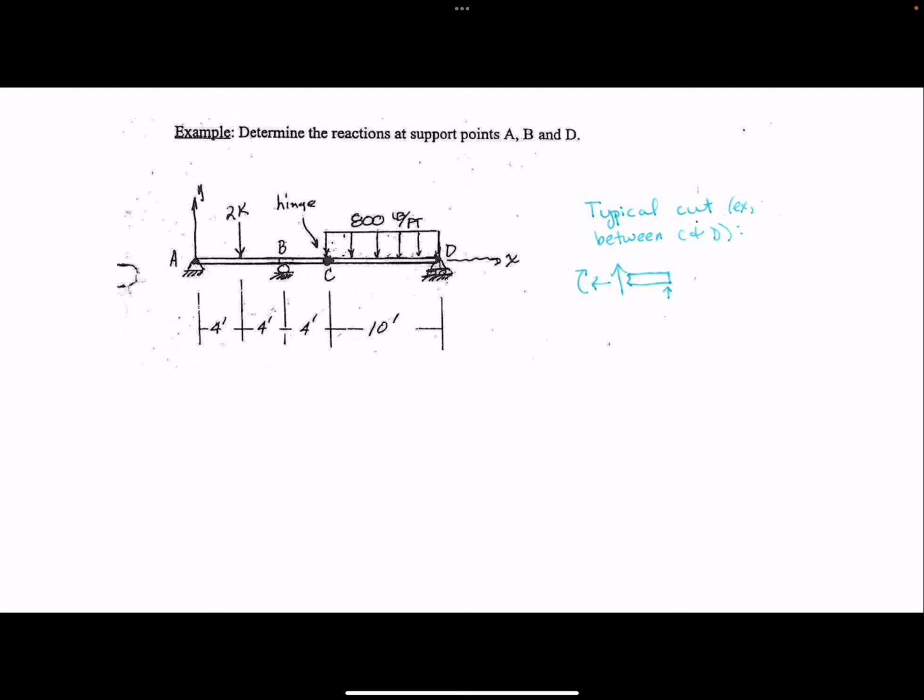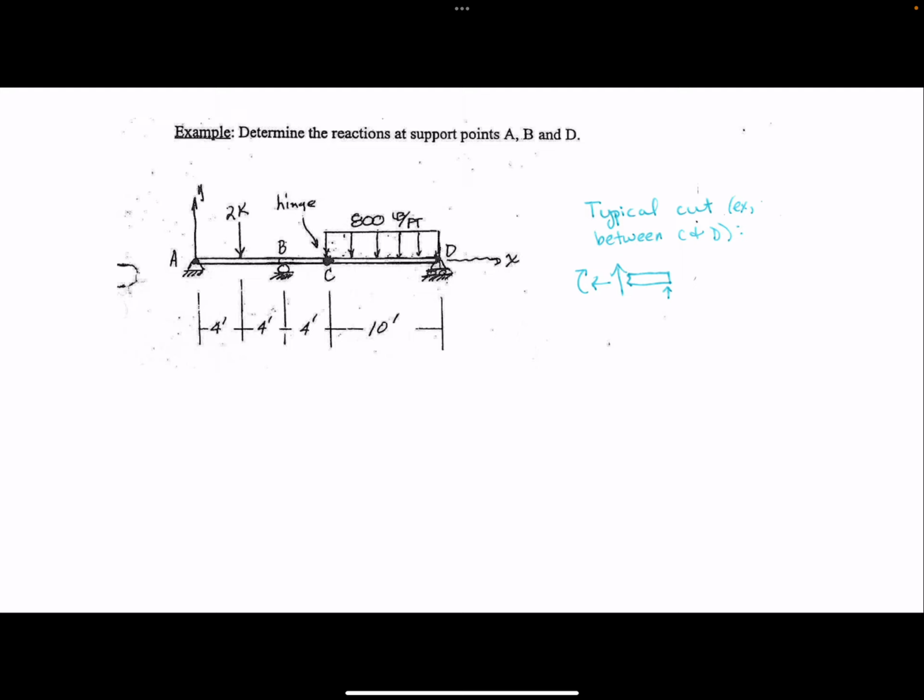And then our strategy here is going to be to break this structure apart, because if we don't, we have 4 unknowns, right? We can't just use our 3 equilibrium equations on this beam. But we have that internal hinge, right? Now that gives us an extra equation, that equation of condition. The condition being moment is equal to 0.